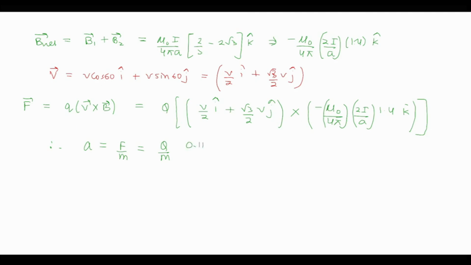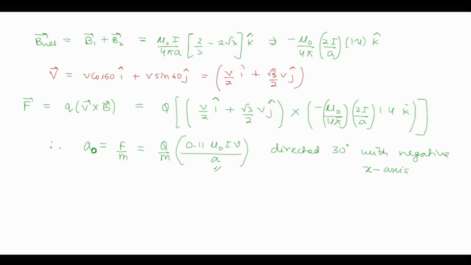0.11 times mu naught I V upon radius a. So this is the radius a which we are taking, not the value of acceleration, so I'm denoting acceleration with a naught. So this becomes the instantaneous value of acceleration, which is directed 30 degree with the negative x-axis. So this is the value of instantaneous acceleration for this particle.